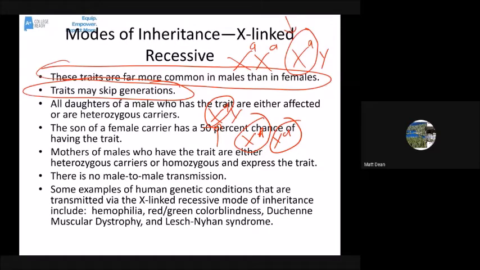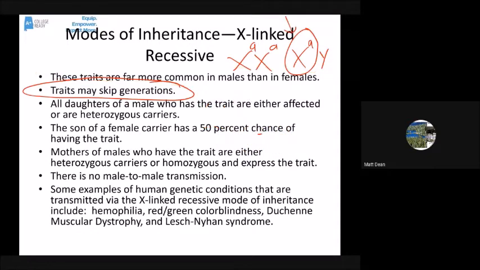Mothers of males who have the trait are either heterozygous carriers or homozygous and express the trait. So again, a female, the mother of a son who has the trait. Here's a son who has the trait. The mother had to be either a carrier, like so, or she herself had to be affected. That's the only way the son gets that genotype.